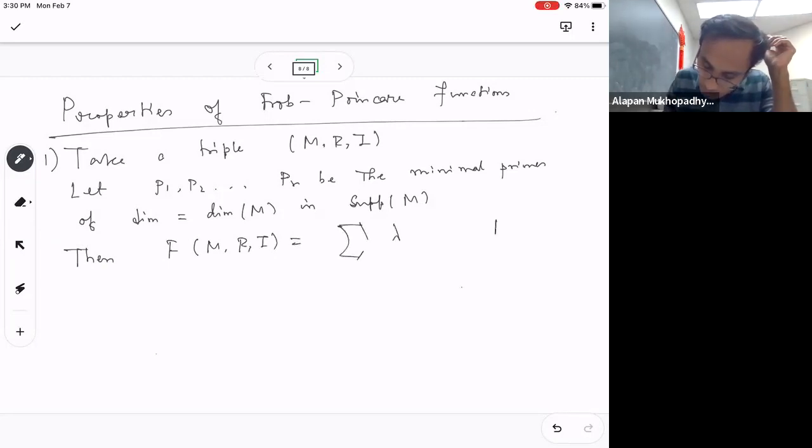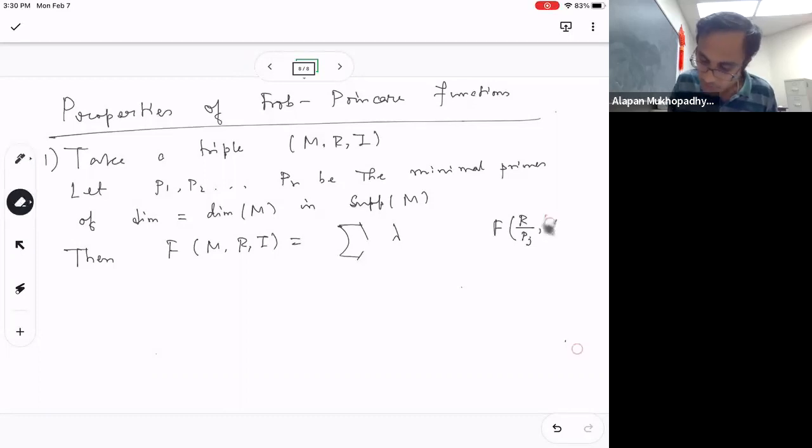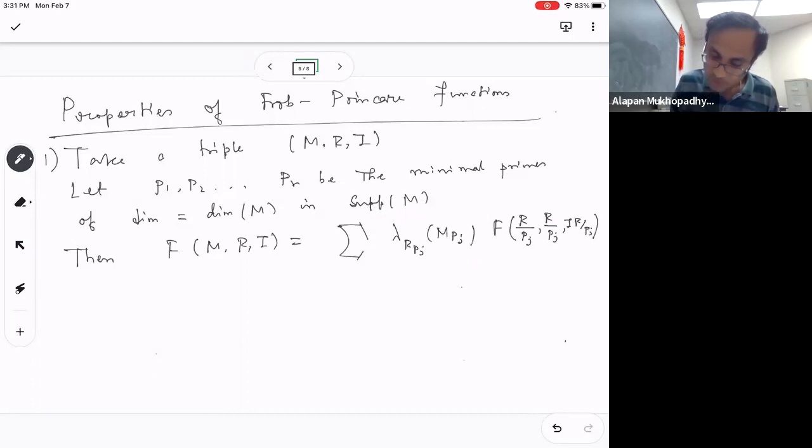summation. So basically it says that you can recover the Frobenius-Poincare function of M from the minimal primes of maximal dimension in its support. So it's the sum of the Frobenius-Poincare functions of R mod these prime ideals Pj, I expanded to R mod Pj. And there will be some multiplicity here. The multiplicity is basically the length of M localized at Pj as an R localized at Pj module. So the sum is over j.